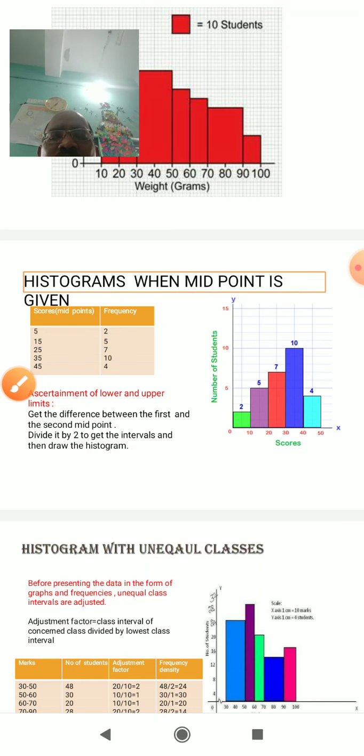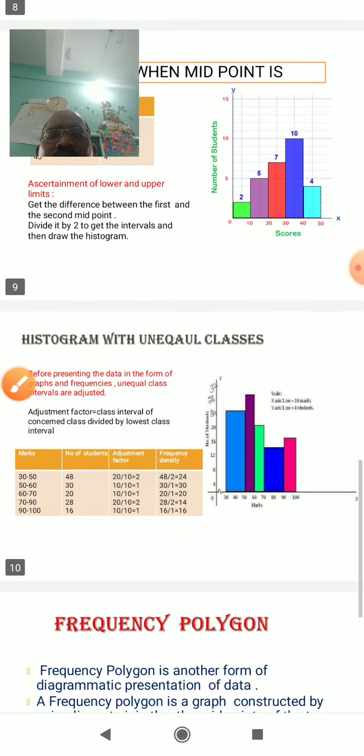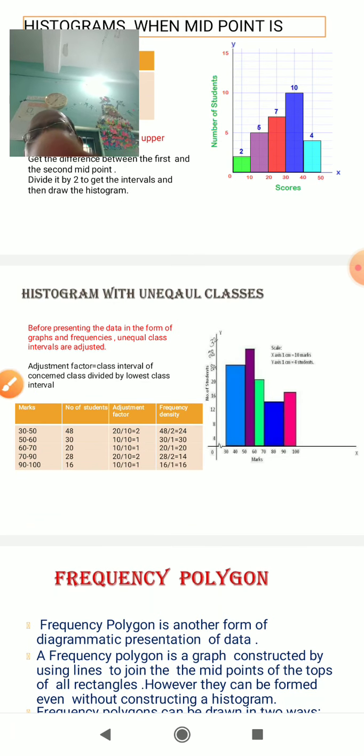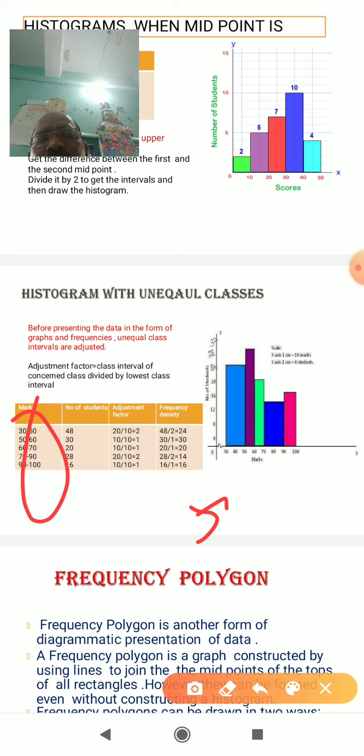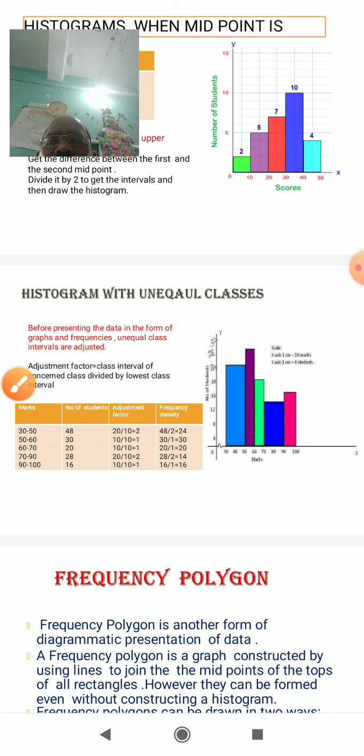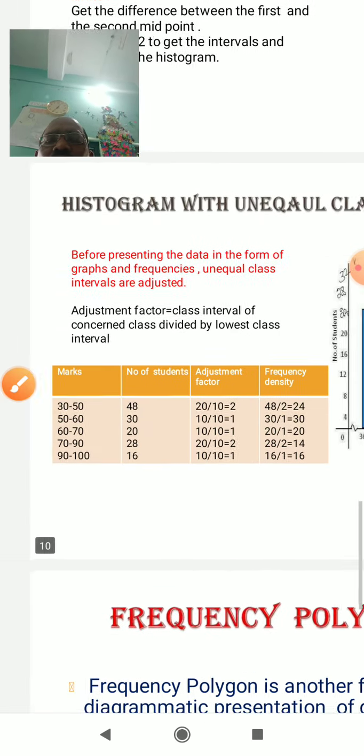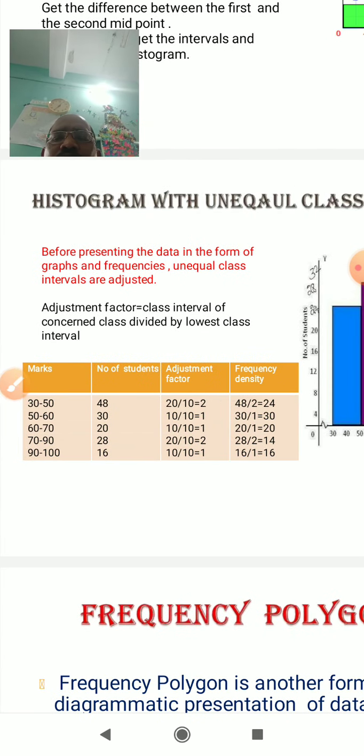Then coming to the histogram with unequal class intervals. What is unequal class interval? You can see the unequal class intervals: 50 minus 30 equal to 20. Just like that, 90 minus 70 is 20, but the lowest class is 10. 60 minus 50, that is 10. 70 minus 60, that is 10. 100 minus 90, that is 10.